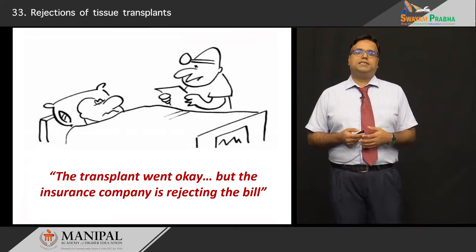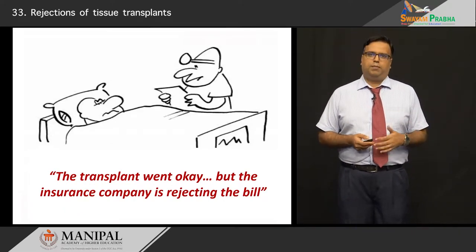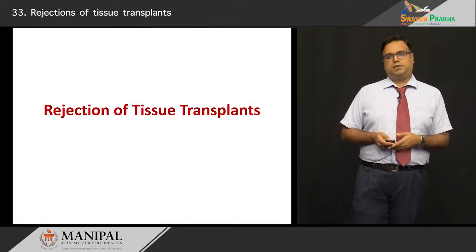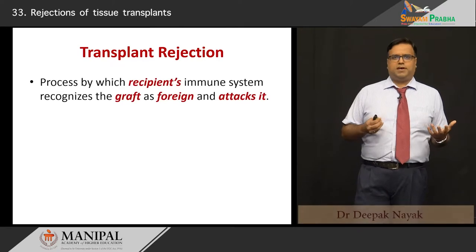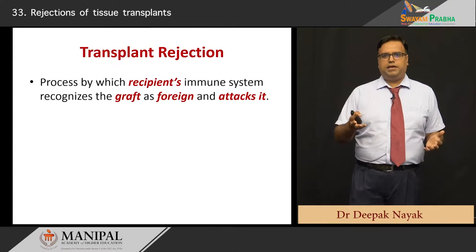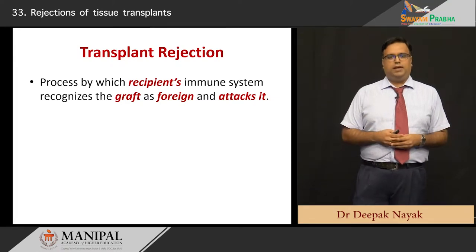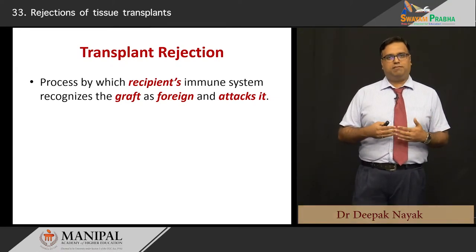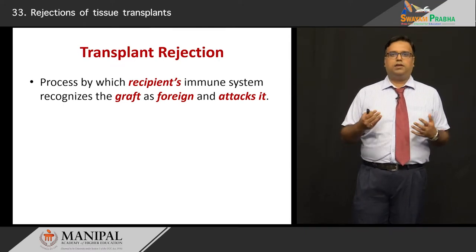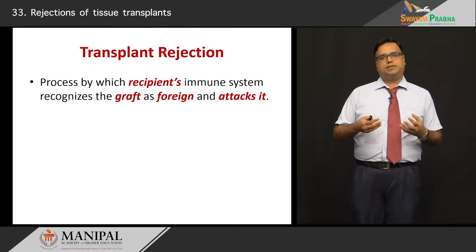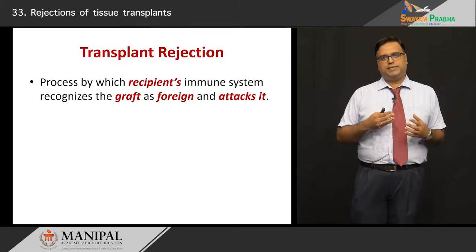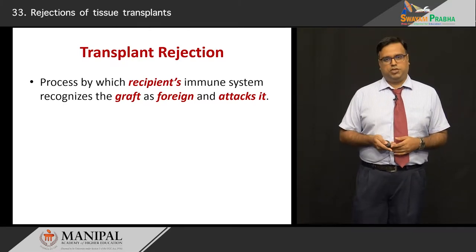Now, we'll try to understand in the coming half an hour or so about the mechanisms underlying the rejection of these grafts and the tissue transplants thereof. Now, what is transplant rejection? If you want to break down the entire definition, it is simplified into these three important terms. It is a process basically by which the recipient, that is the one who is receiving the graft, his or her immune system recognizes the graft of the donor as foreign and attacks it. Quite simply put, it is attacking the donor's tissue.